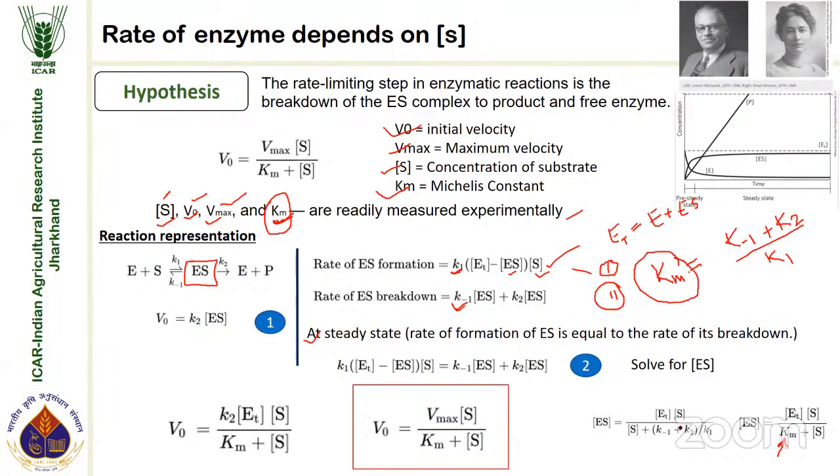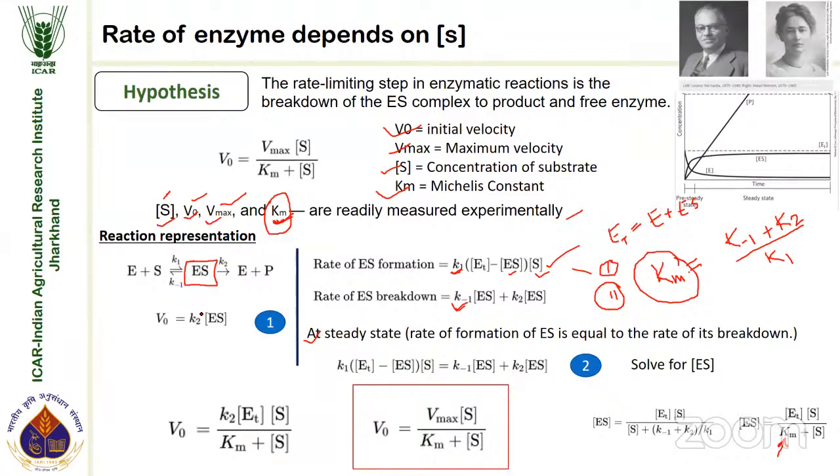So if you simply put this constant as Km, you will come up with the enzyme E total into substrate divided by Km plus S. Here you can see the initial velocity of any reaction will be K2 into ES. The velocity of any reaction will depend on how the enzyme substrate releases the product. We consider that enzyme substrate formation is one part, and converting the enzyme substrate into product is another part. This portion.